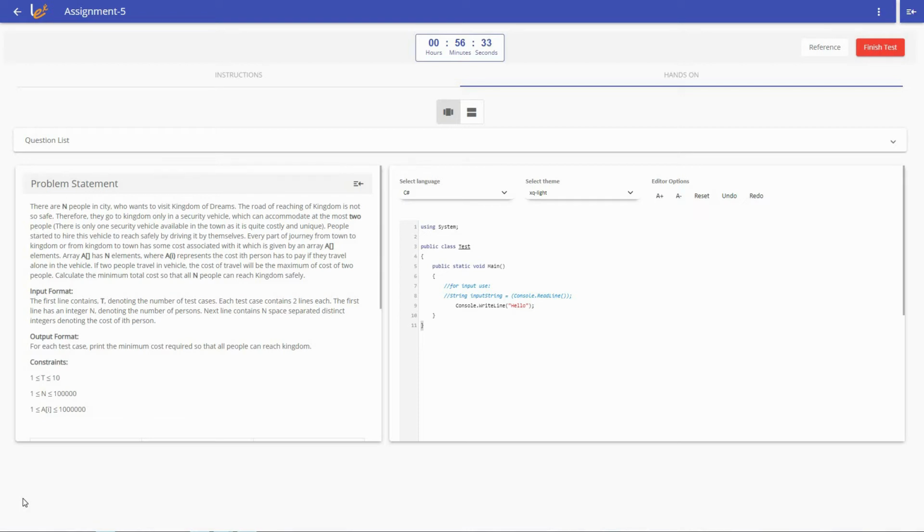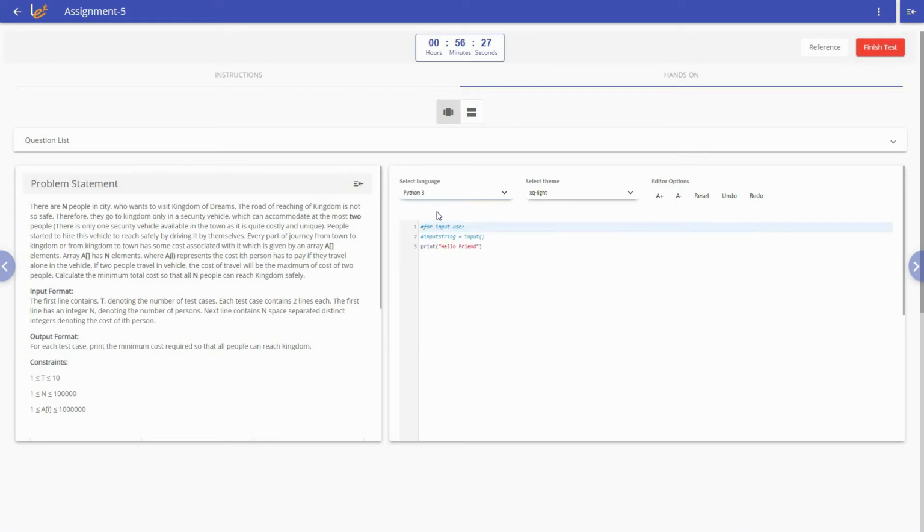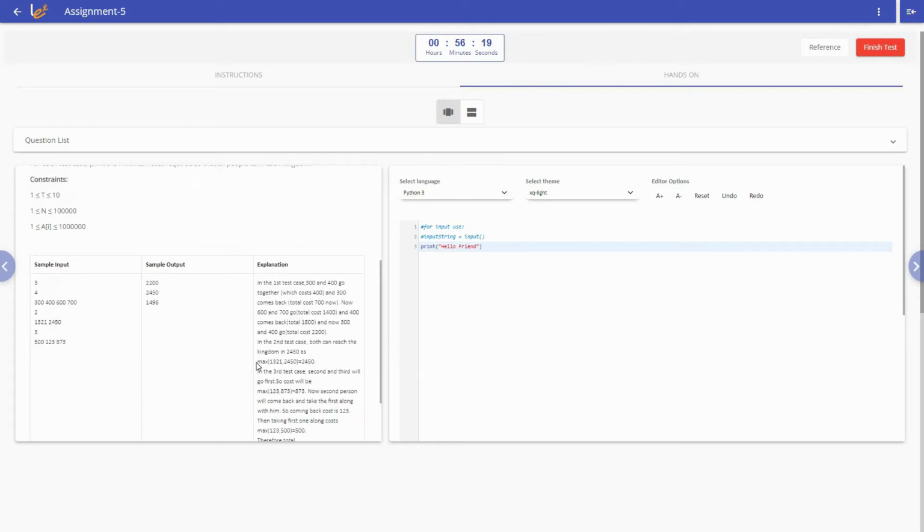So basically, there would be two directions in which the vehicle would travel, right? The vehicle needs to go from town to kingdom and again return from the kingdom back to the town. So if you can read the problem statement.